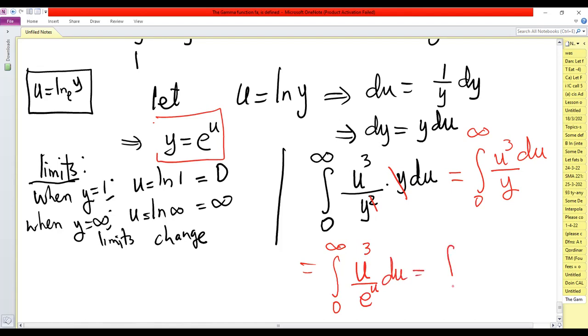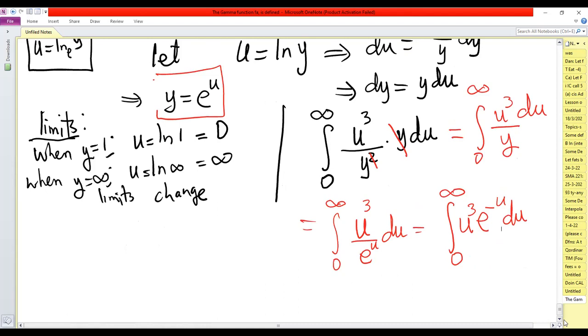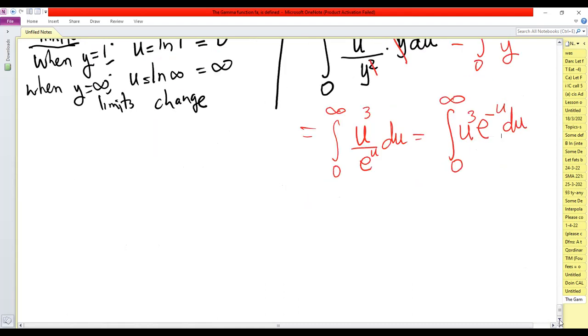And this can be written as the integral from 0 to infinity of u to the power 3, e raised to the power minus u, du. And you see, we are now seeing the structure of the gamma function coming up. To get the exact gamma function representation, just write this 3 as 4 minus 1. So we'll have the integral from 0 to infinity of u to the power 4 minus 1, e raised to the power minus u, du. And this is nothing but gamma of 4.